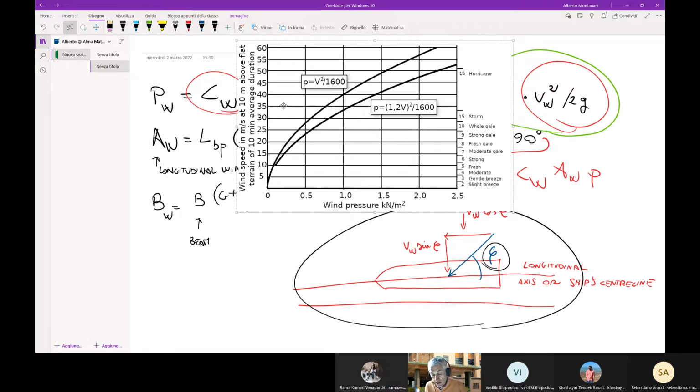And this is an estimate of the pressure. So it's not the force, it's the pressure. It's the term that I highlighted in green there. Let me just highlight them again.